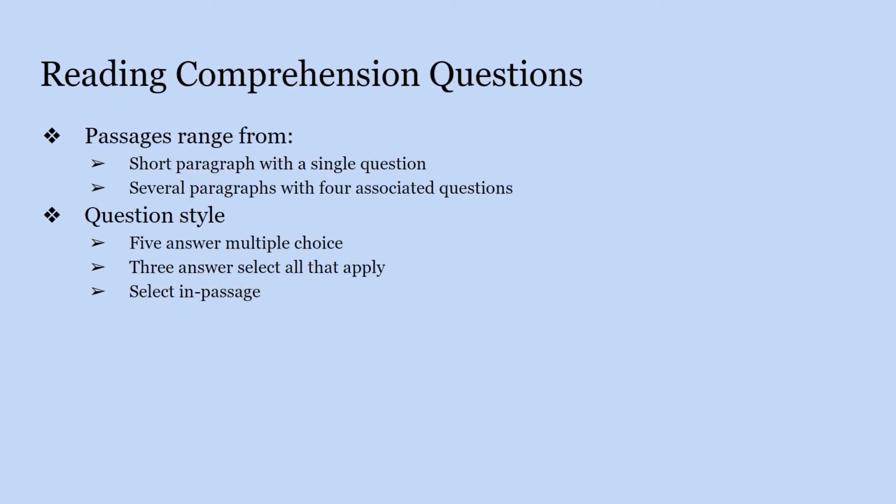So when you encounter one of these reading comp passages, what you can anticipate is anything from just a short paragraph with a single question up to like a 4 or 5 paragraph long passage with 4 associated questions, or anything in between. A lot of the time you're going to see these medium passages with maybe 2 or 3 questions. And the question styles have a little bit of variance. They do have the standard 5-choice, multiple choice questions. They also have 3-choice, select all that apply, which often function a lot like a true or false type setup. And they also, on the computerized test, have a select in passage question. And all that means is that you're just going to have to click on your answer.